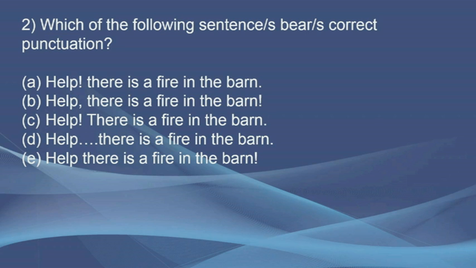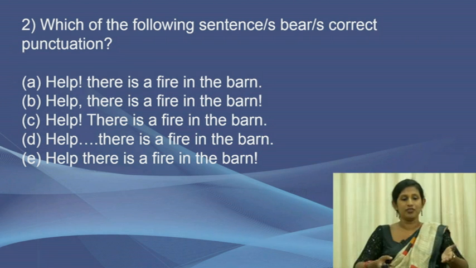Let's move on to B. Help, there is a fire in the barn! So we have a comma after help, and then we have there is a fire. The sentence continues, there is a fire in the barn, and at the end of the sentence you have the exclamation, which is all right. Help, you need to pause there, and there is a fire in the barn, which is okay, which is correct.